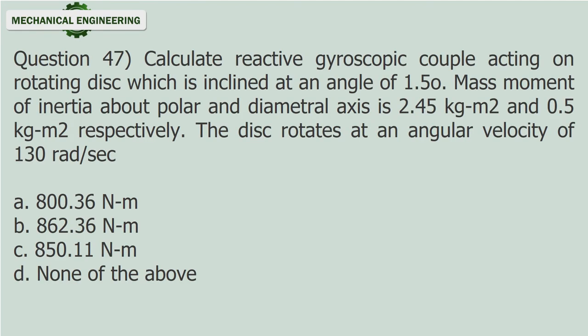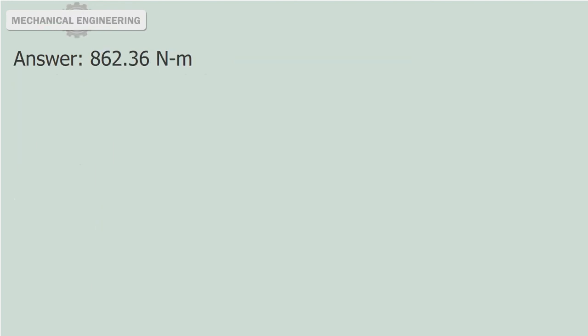Question 47. Calculate reactive gyroscopic couple acting on rotating disc which is inclined at an angle of 1.50. Mass moment of inertia about polar and diametral axis is 2.45 kilograms m2 and 0.5 kilograms m2 respectively. The disc rotates at an angular velocity of 130 rad per second. A. 800.36 Nm. B. 862.36 Nm. C. 850.11 Nm. D. None of the above. Answer: 862.36 Nm.